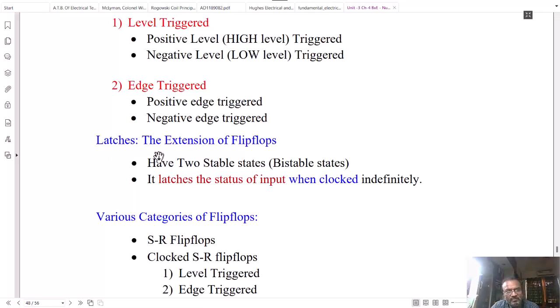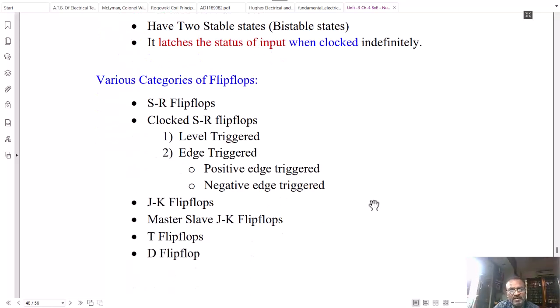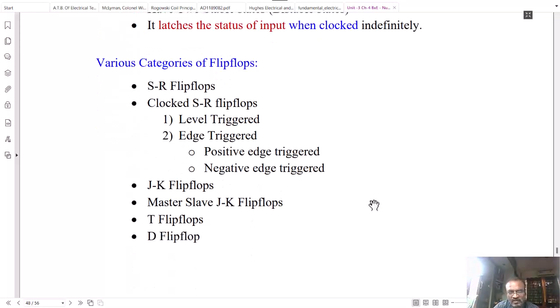Another class of flip-flops is called latches. That is basically an extension of the flip-flop. Latches again have two stable states, that is, it is a bistable circuit, and latches are used to latch the status of the input when the clock is applied. When no clock is applied, it will hold the status of the input indefinitely. So new data can be clocked into latches with the clock, and they can be either positive edge triggered or negative edge triggered, or they can be positive level triggered or negative level triggered.